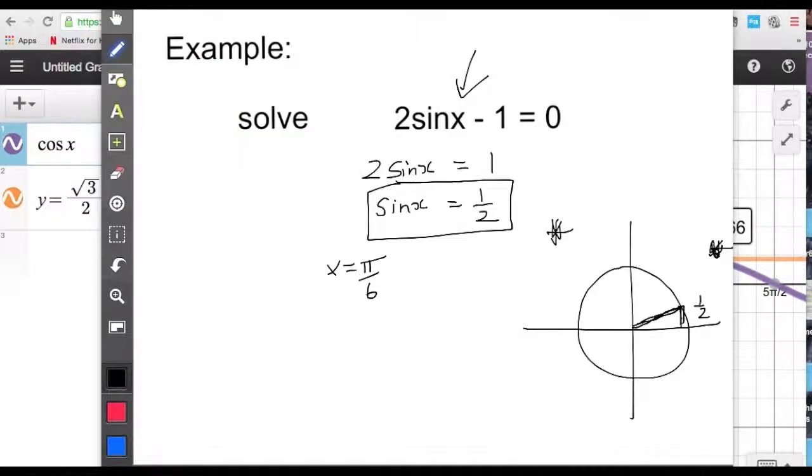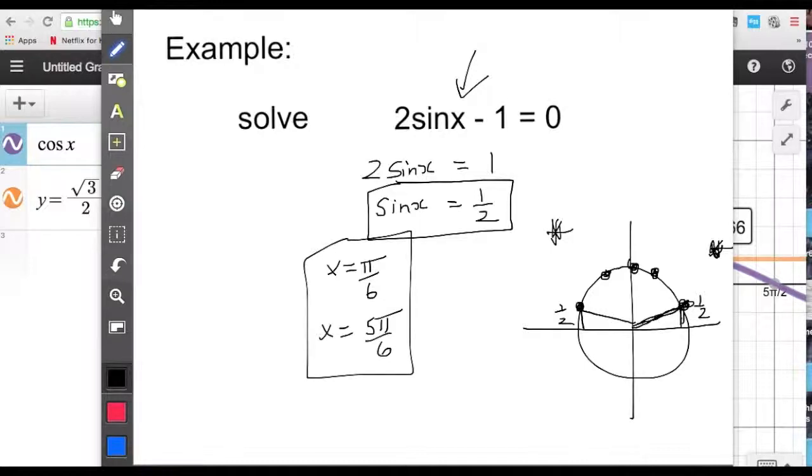Sine is, we just said, positive in this quadrant over here. So I'm going to flip this triangle over here. That's also a half right there, that value. So what angle is that? Let's do our counting. If that's pi over 6, that's 2 pi over 6, there's 3 pi over 6, 4 pi over 6. Hey, this is 5 pi over 6. So 5 pi over 6 must be a solution to our equation. So between 0 and 2 pi, we've got these two solutions to this equation.